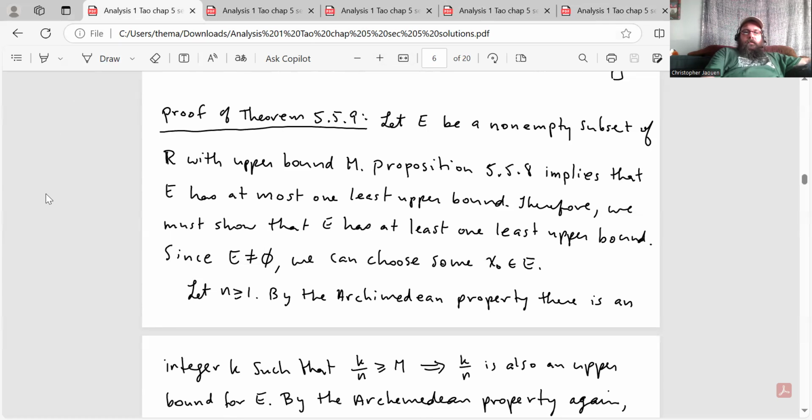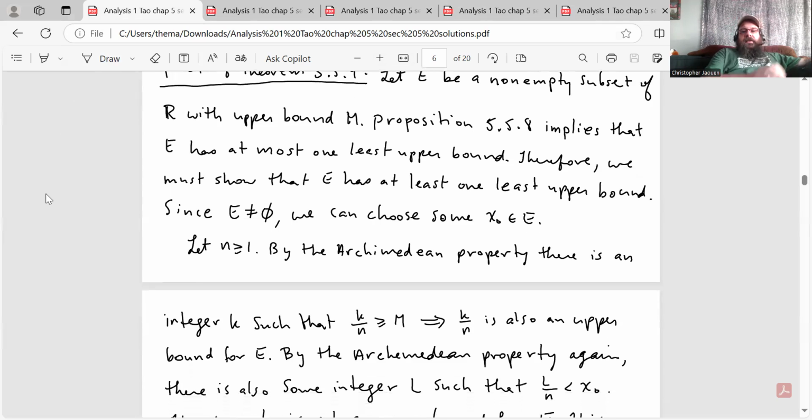Okay, therefore, we must show that E has at least one least upper bound. Therefore, if it has at most one upper bound and at least one upper bound, it has to have exactly one least upper bound. Right? Since E is non-empty, we can choose some x0 in E. There are things in there, right?